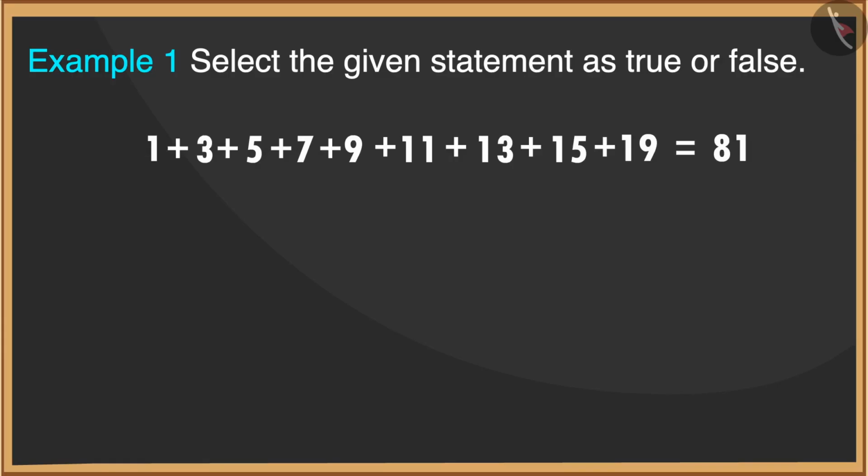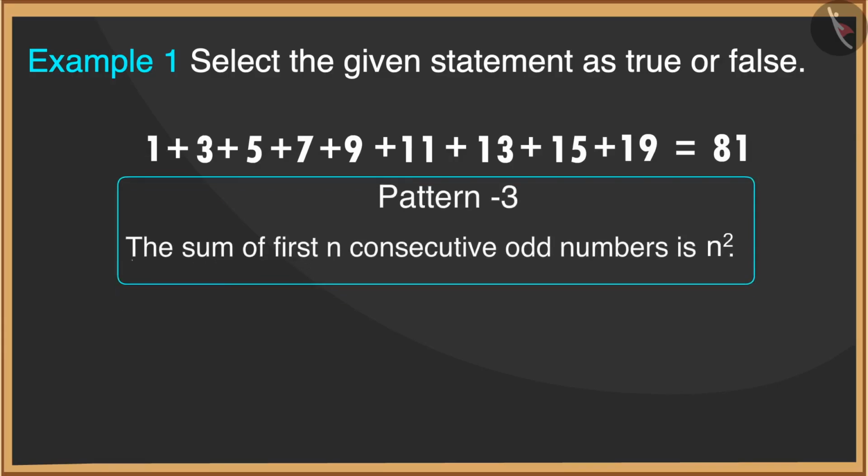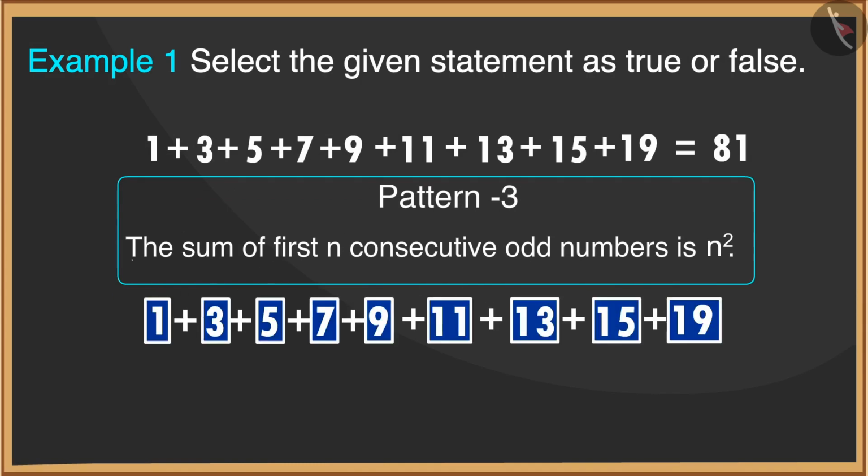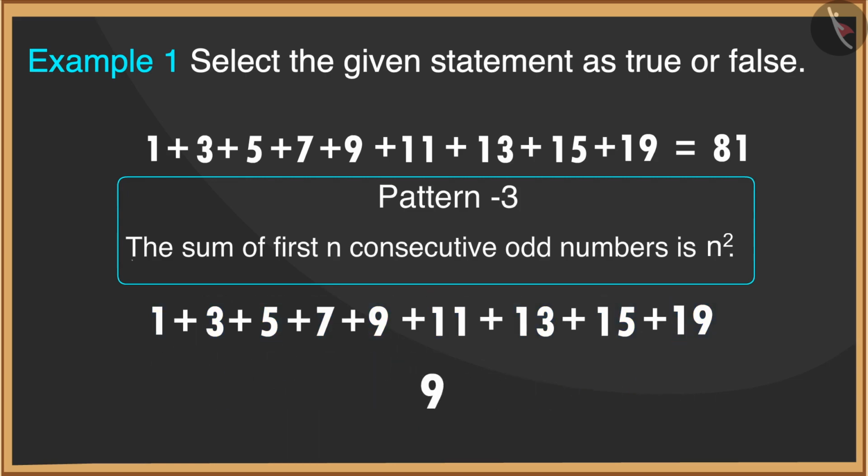If you believe this statement to be true, then you must have used pattern 3. For this, you must have counted odd numbers, which are a total of 9. Then you must have written the square of number 9, which gave you the number 81.